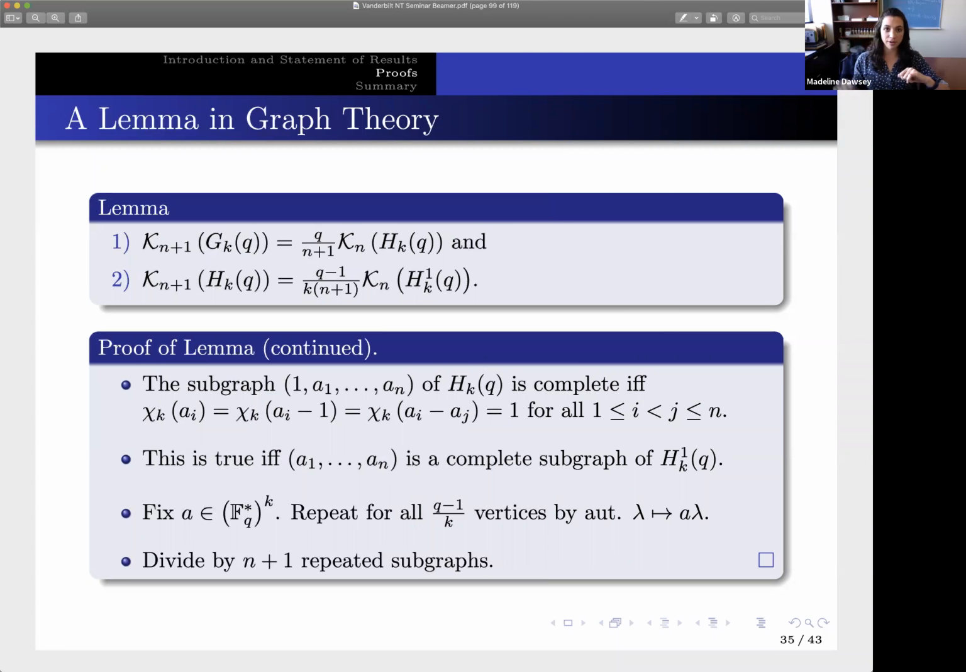You have to repeat that for each fixed vertex. So there's Q minus 1 over K of those. And you've repeated each one n plus 1 times again, because that's how many vertices are in each graph. So you divide by n plus 1. Okay, so that's the proof of the lemma.